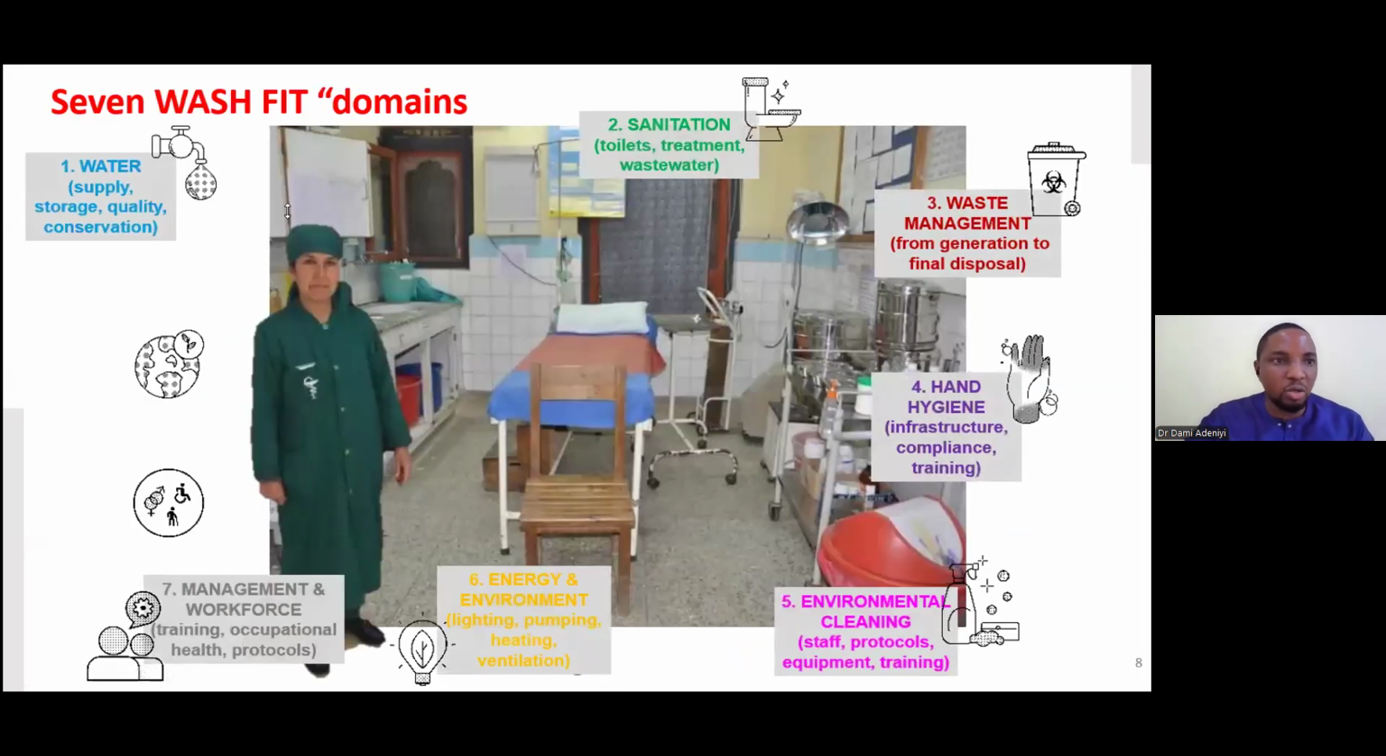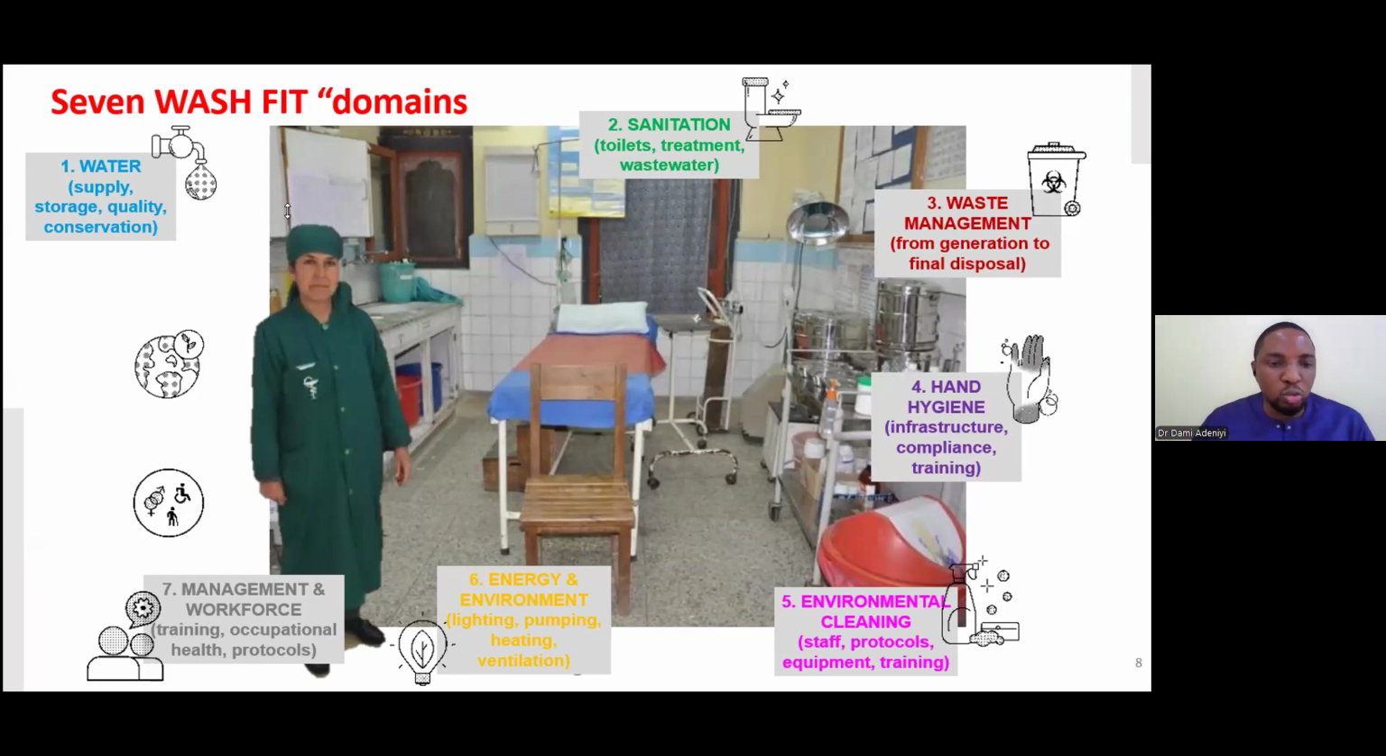Speaking about the domains of WASH FIT, there are 7 domains. Now, not every facility of necessity would assess all the domains and improve across all domains. So just like we said, the tool can be adapted to your context. You may decide to focus on certain domains. Traditionally, before the more recent edition of the WASH FIT was developed, I think somewhere around 2019, 2020, you had water, sanitation, waste management, hand hygiene, and environmental cleaning.